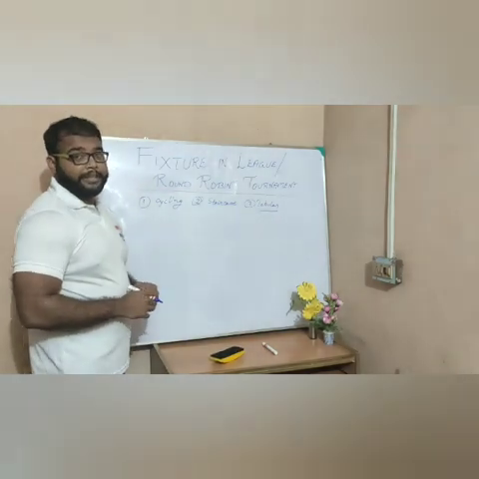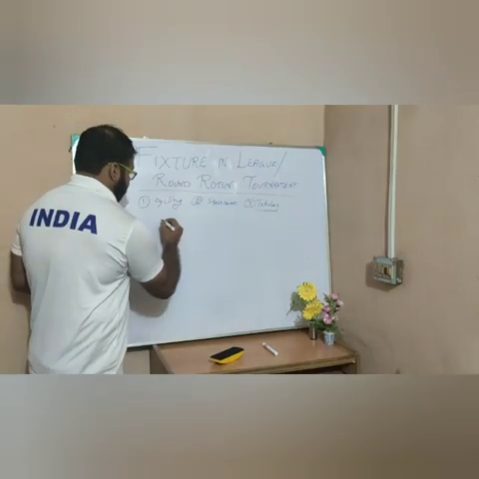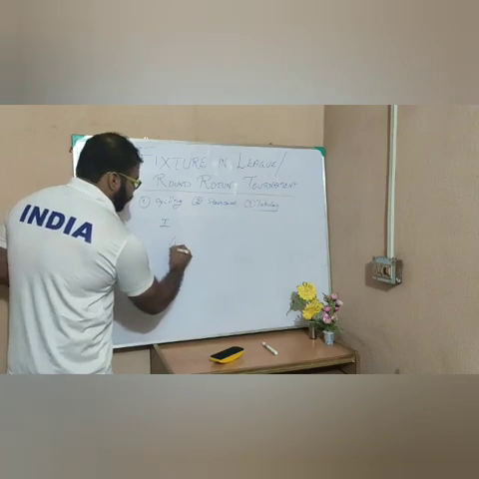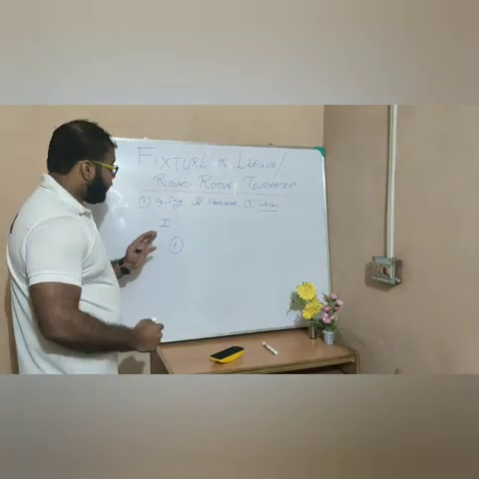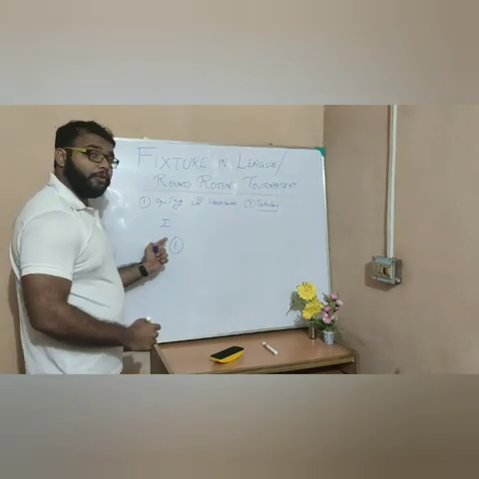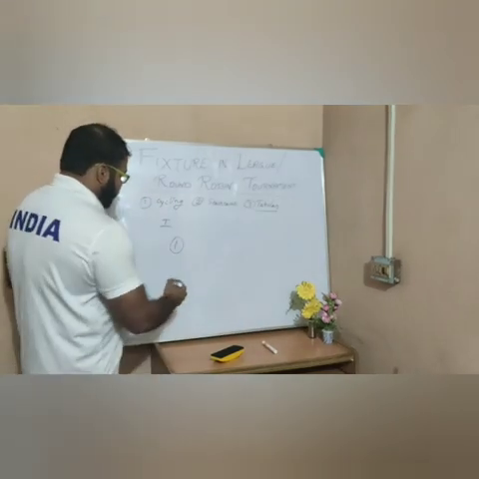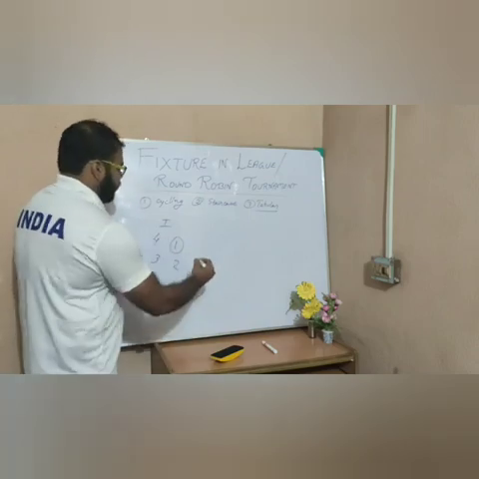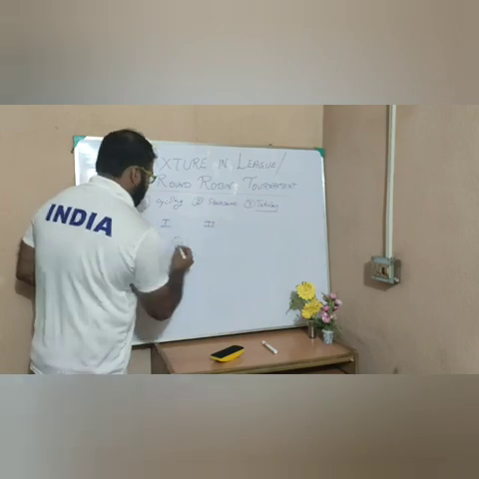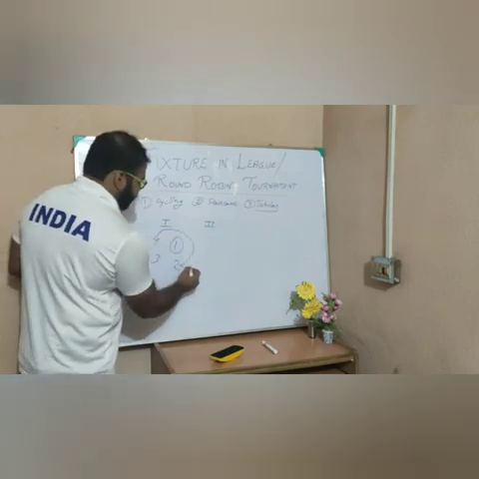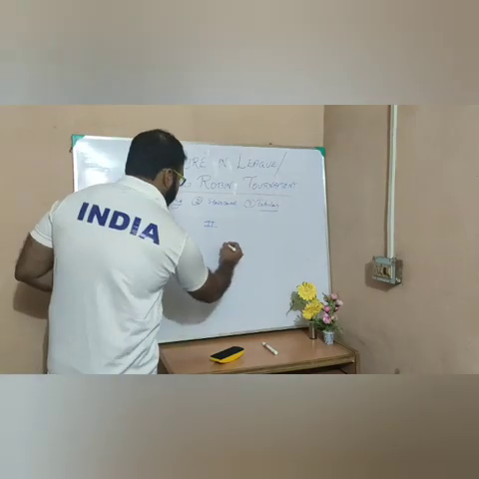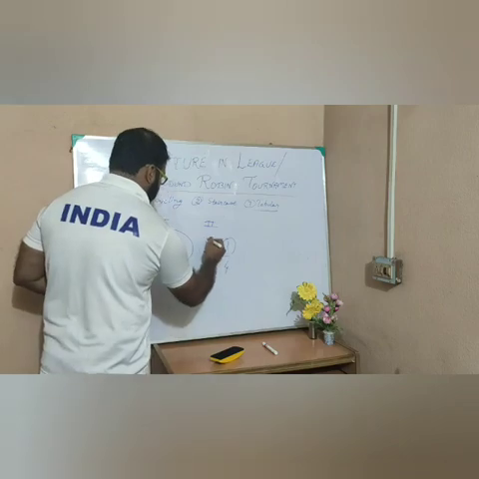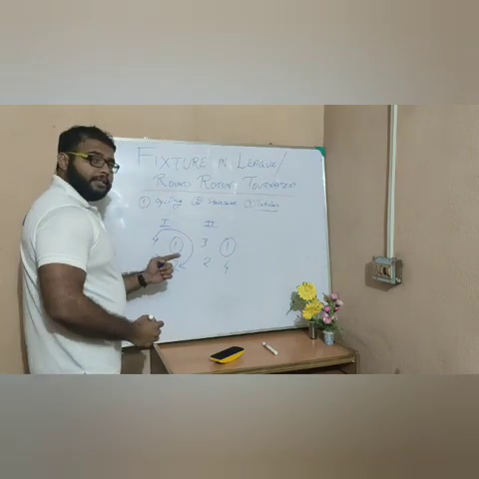Now come to the fixture itself for round 1. This is round 1. Here we will fix the top right hand team, that is 1. In case of even number of team, always this 1 will be fixed in the top right corner. Then comes 2, then comes 3, then comes 4. Now in the second round, this 4 will shift below number 1. That is, 1 will remain fixed, then comes 4, then comes 2, then comes 3. This is the second round.